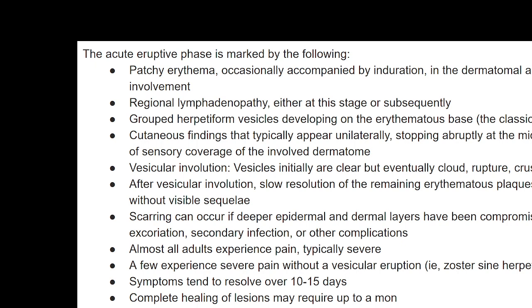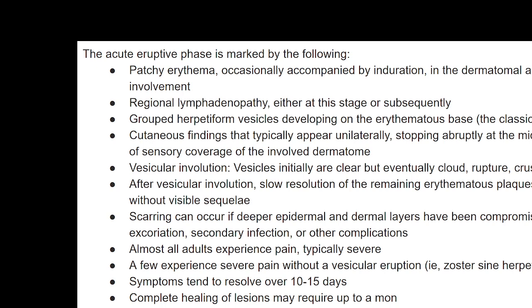Lymphadenopathy also may be seen at this stage initially, or maybe in the later phases, lymph nodes also may be enlarged. But usually they are not very huge lymph nodes. Moderate size lymph nodes could be enlarged and they may be palpable in the draining area. Herpetiform vesicles, present in a group form over an erythematous base, would be the classical presentation. Cutaneous findings gradually appear unilaterally, and the typical distribution stops abruptly at the midline and covers that specific dermatome. That's very important.